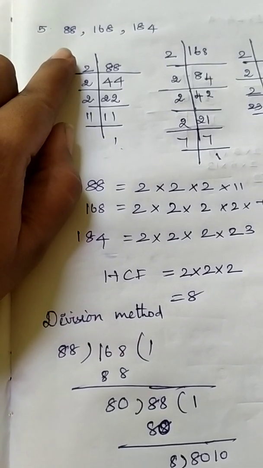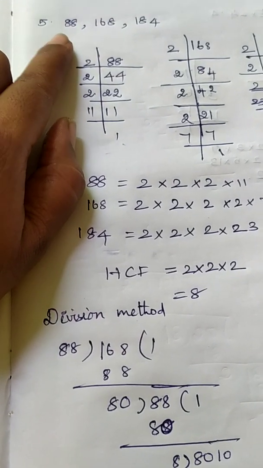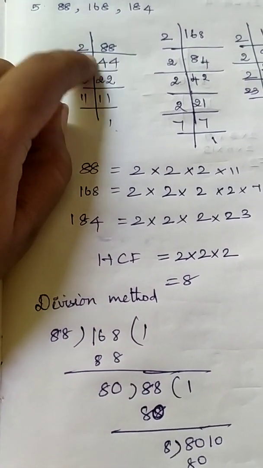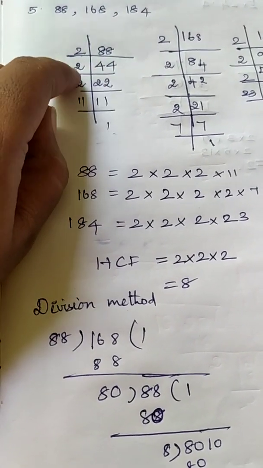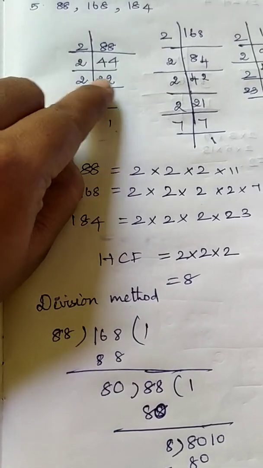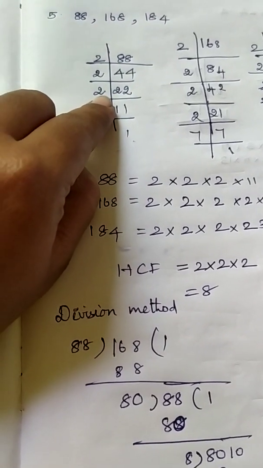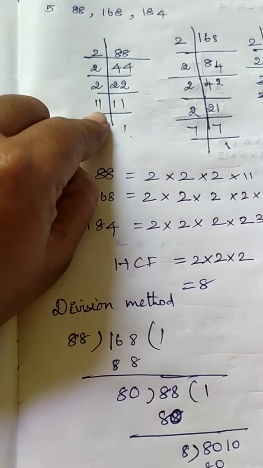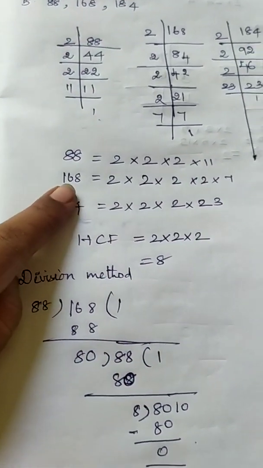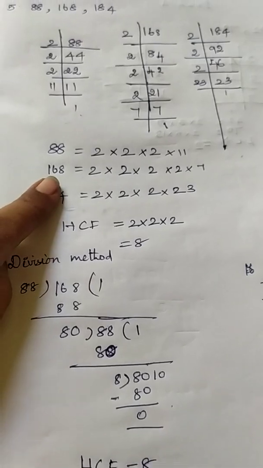We'll start with the prime factorization method, 88. The smallest prime number, we start with 2. 4 2s are 8, 44. Again the 2 table, 2 2s are 4, 22, 2 table 11 times, and 11 comes in the 11 table, so 1 time. 88 can be written as 2 into 2 into 2 into 11.